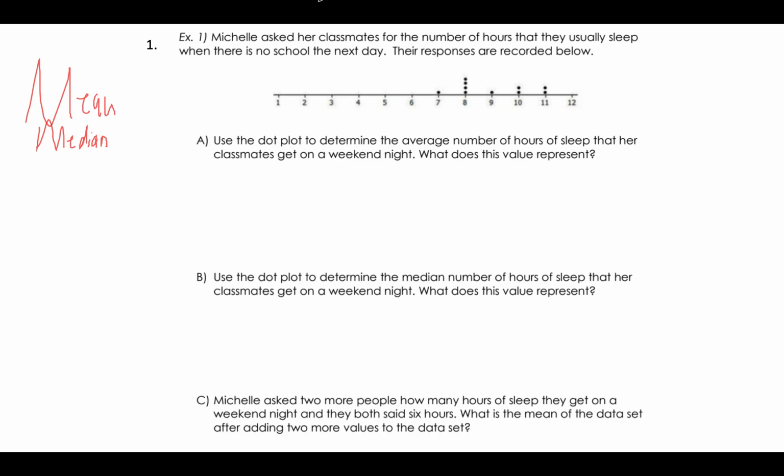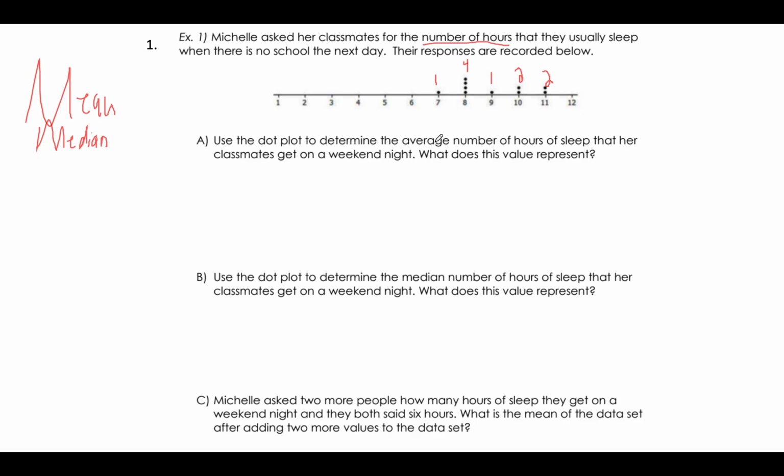Alrighty, so let's take a look at question number 1. Michelle asked her classmates for the number of hours that they usually sleep when there is no school the next day. The responses are recorded below, and here we have a dot plot. It shows that there was one person who slept for 7 hours, 4 people that slept for 8 hours, represented by the 4 dots, 1, 2, 3, 4. One person slept for 9 hours, 2 people slept for 10 hours, and 2 people slept for 11 hours. So let's look at step A.